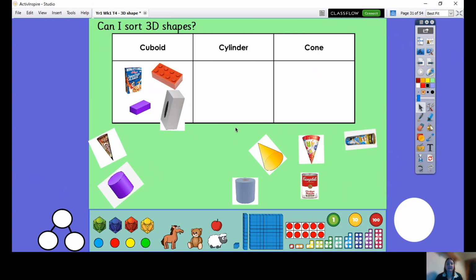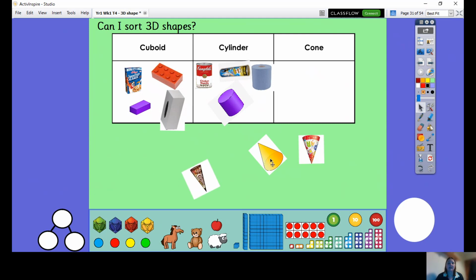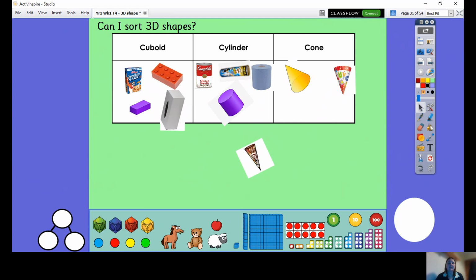What about cylinders? So can of soup, you might have found some other cans in your cupboard. We've got a Pringles, you know, the crisp tube. Some of you might have used one of those when you were making your lighthouses. We've got a toilet roll or a kitchen towel roll, and then we've got the shape there to help us. So cone, okay, so there's a cone. We've got a sort of party hat, and then this is a cornetto, which is a cone shape. So that's how we've sorted them.